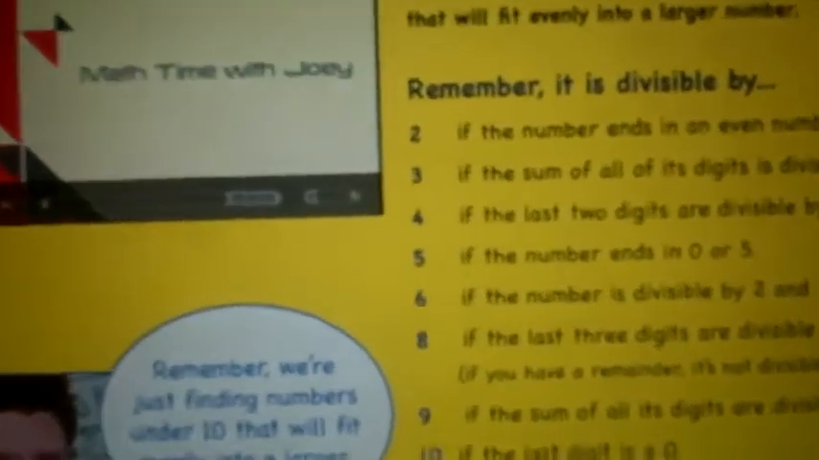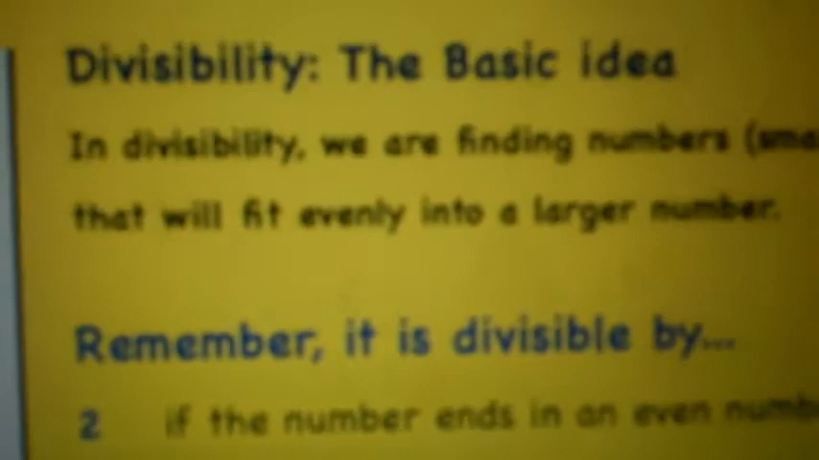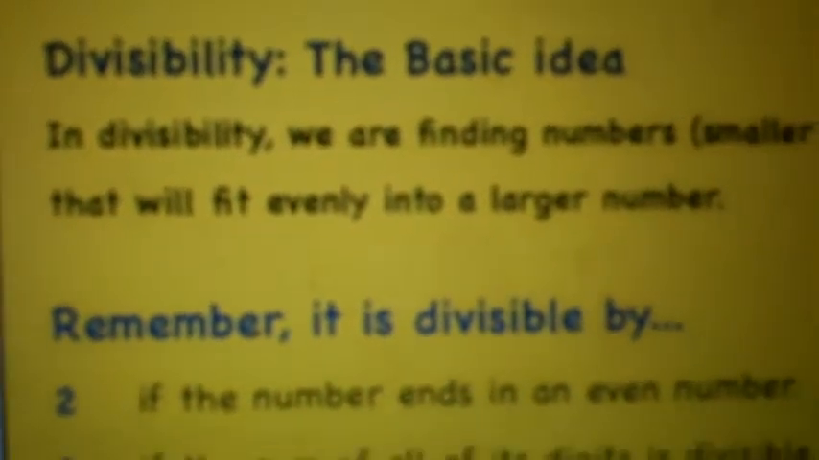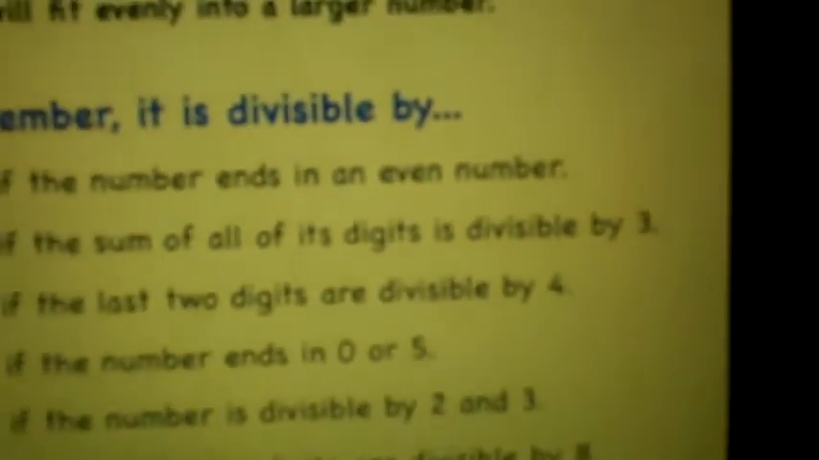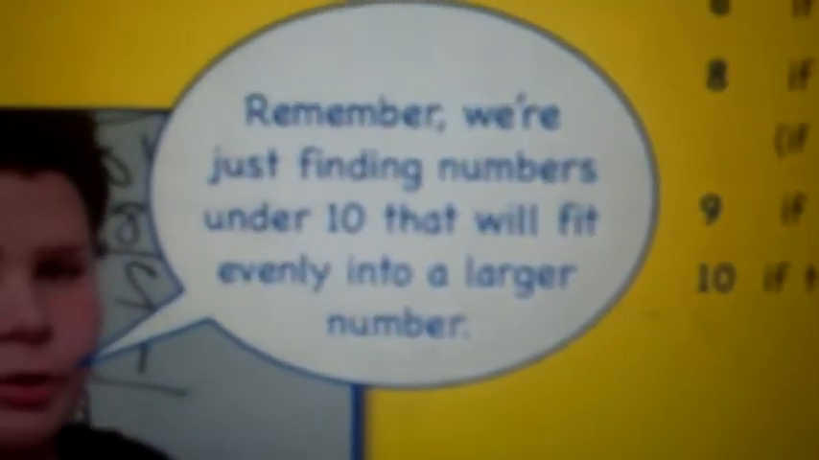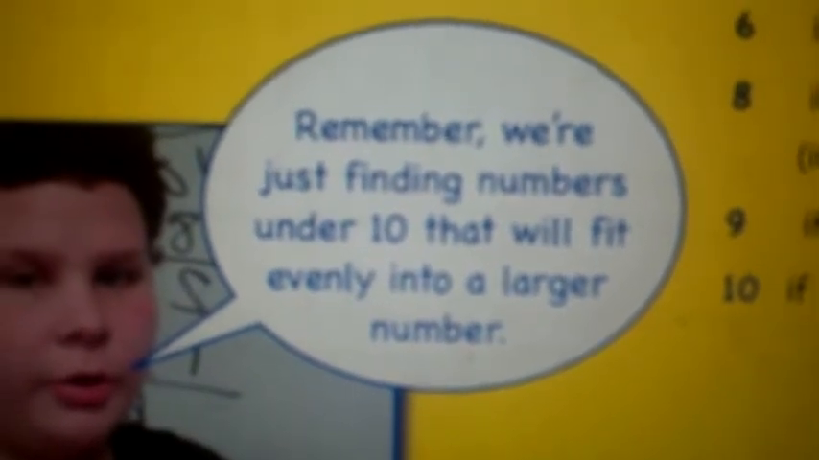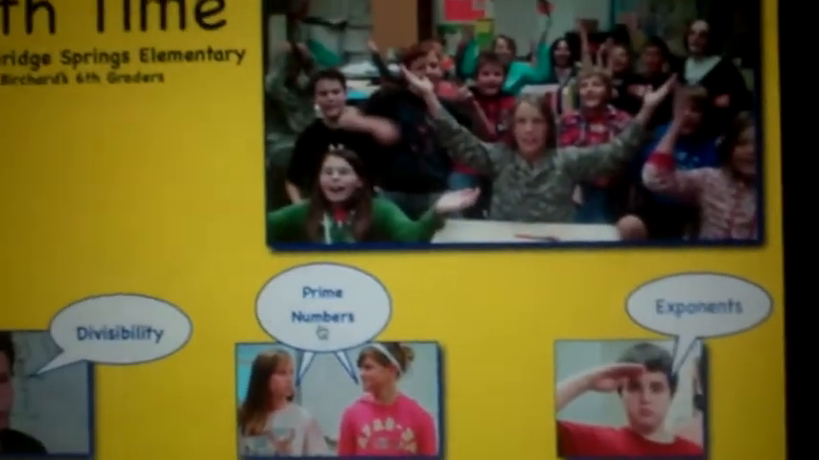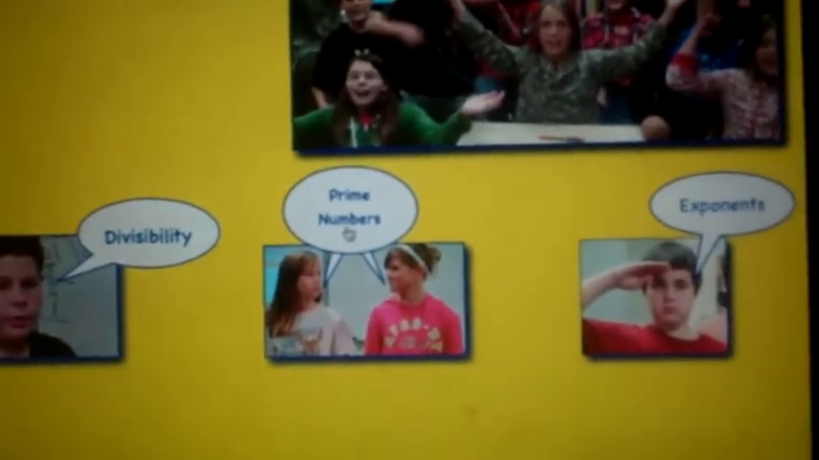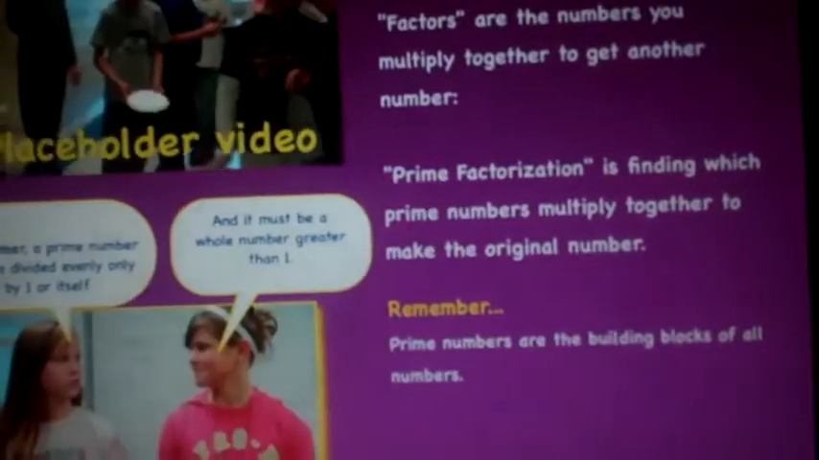Not only do you have Joey, but we have divisibility, the basic idea. We have, remember, it's divisible by 2 if the number ends in an even number, etc., etc. So they have the hints and things to remember on their test. Then Joey says, remember, we're just finding numbers under 10 that will fit evenly into a larger number. So that's a very simple way for the kids to review. Now, not only are they reviewing, but they're learning it, they're transforming it, and they are teaching each other.